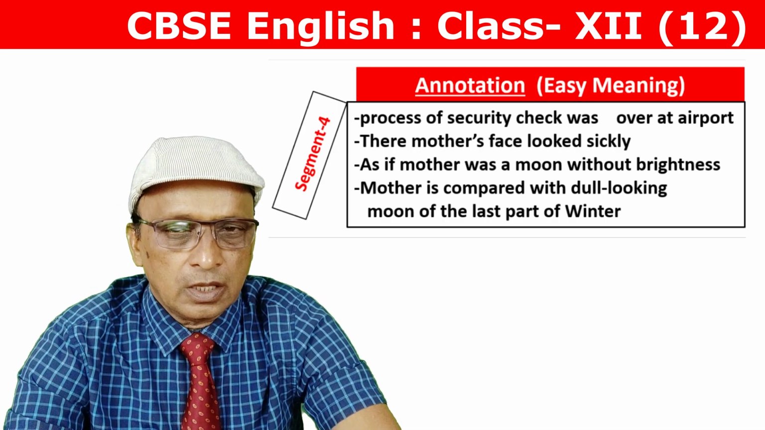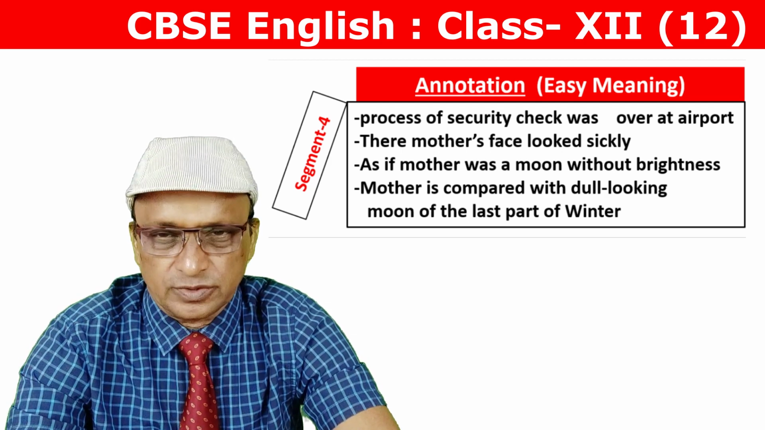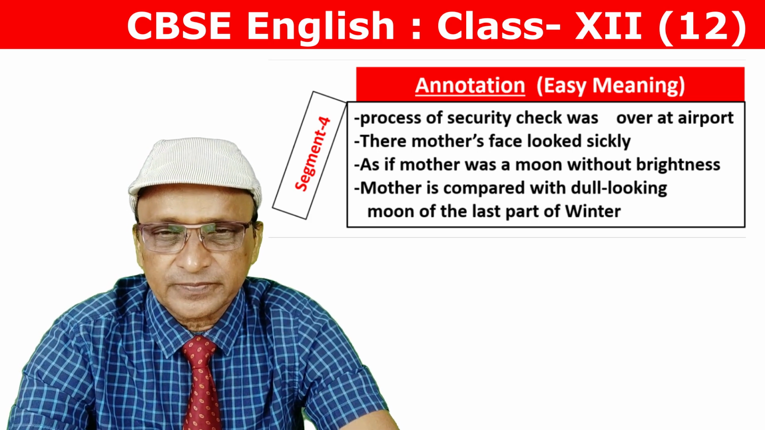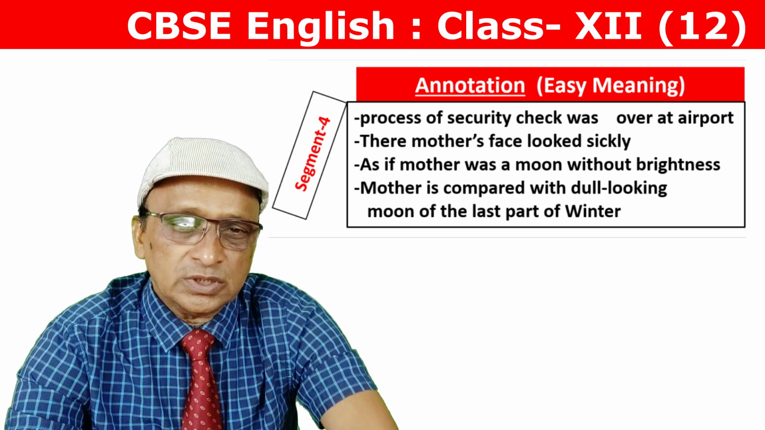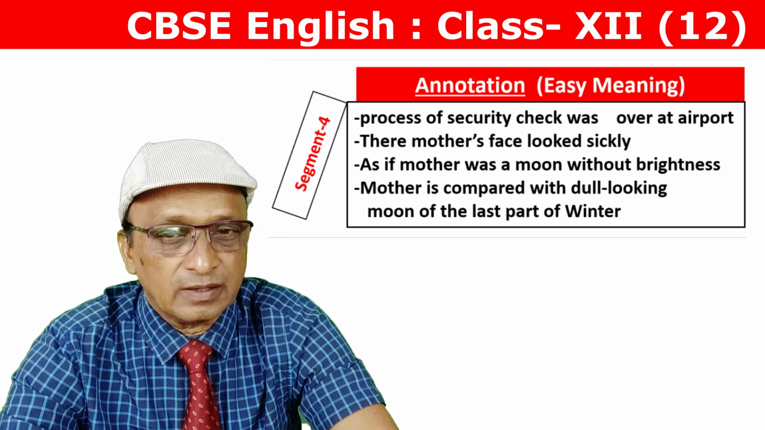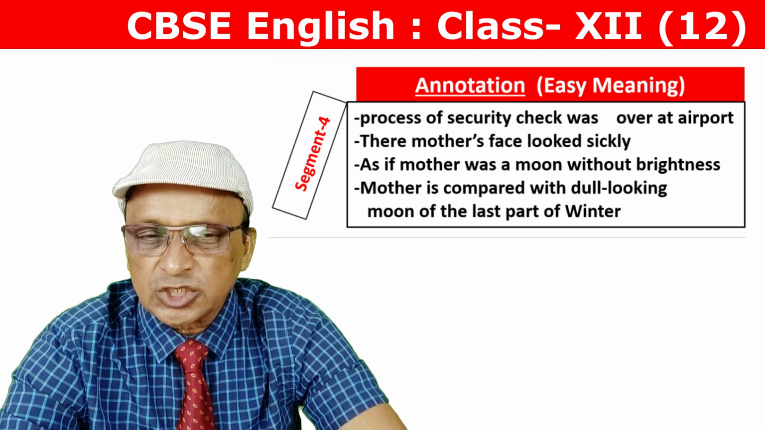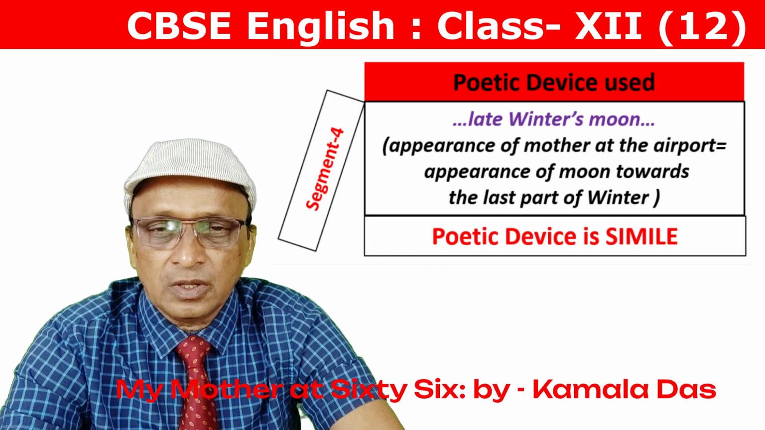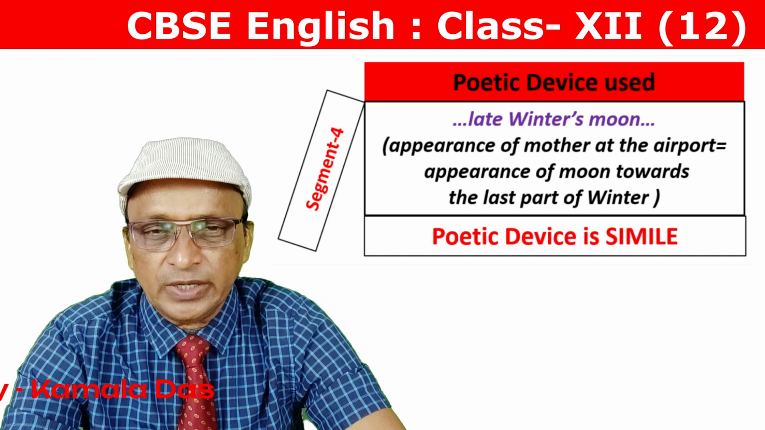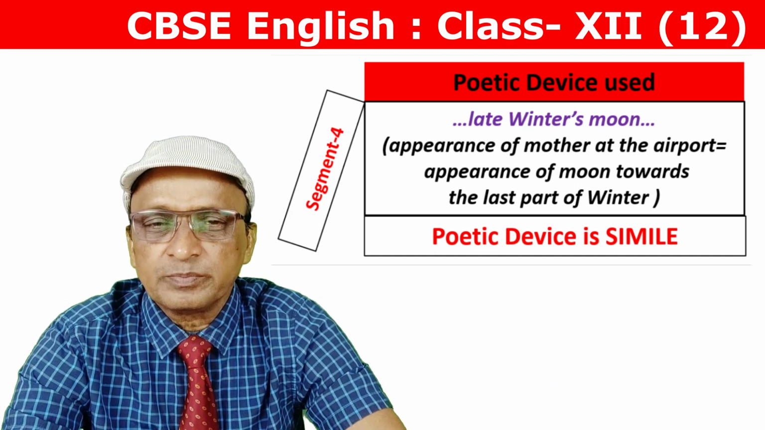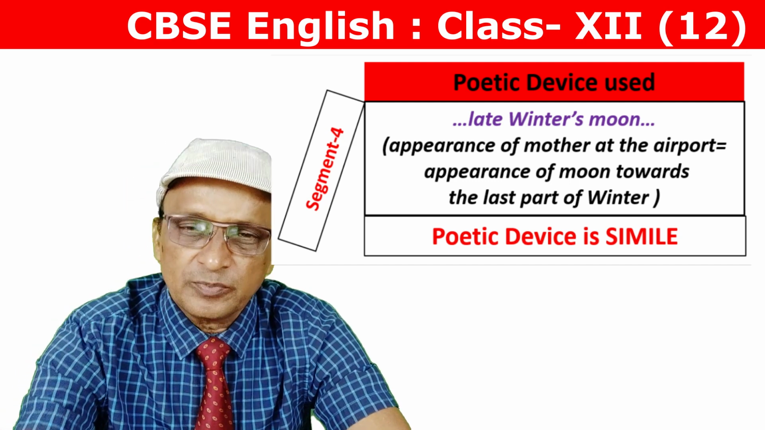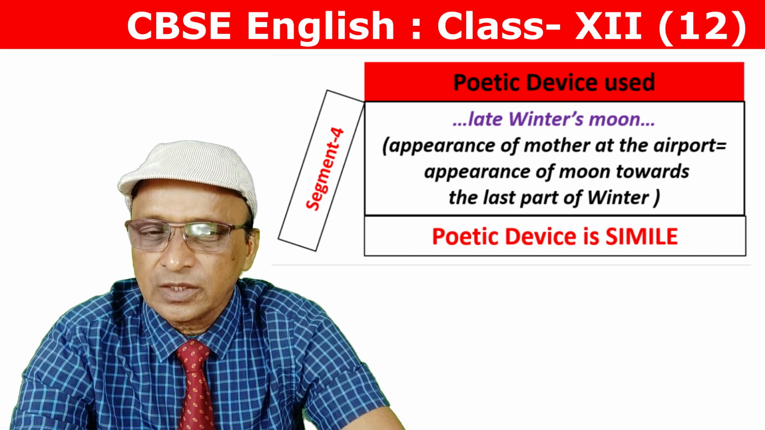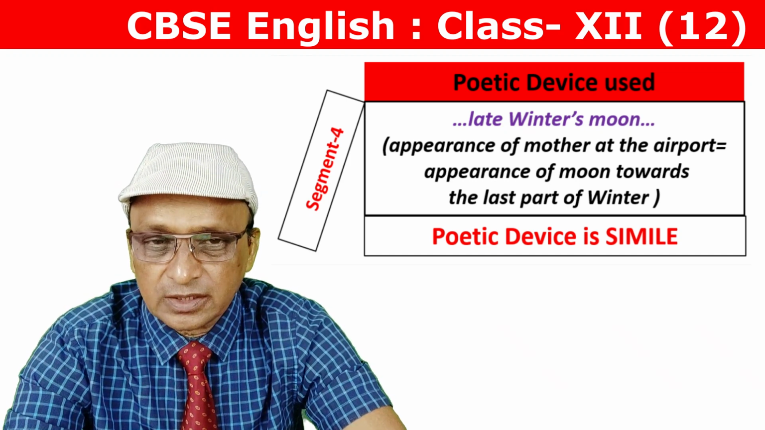The meaning is this. The poetess reached the airport, and the security check was conducted, and at the airport mother's face was also looking very pale. Mother is compared with the dull looking moon at the last part of the winter, and here we find another poetic device, another comparison. Mother's dull face is compared with the dullness of the moon in the later part of winter. So the appearance of the mother at the airport is equal to the appearance of the moon towards the last part of winter. In this comparison, we find simile is used.